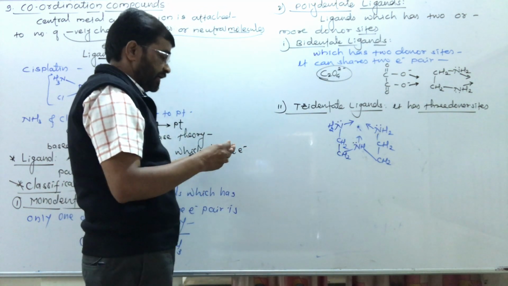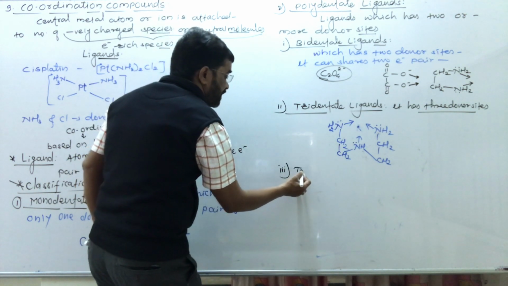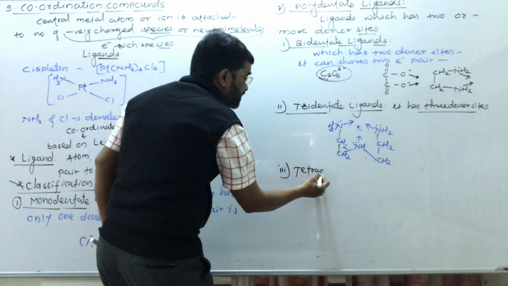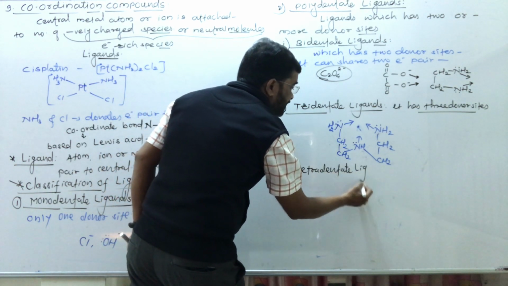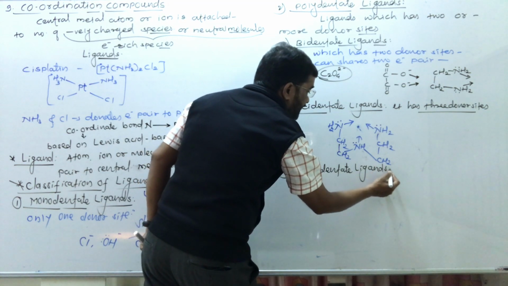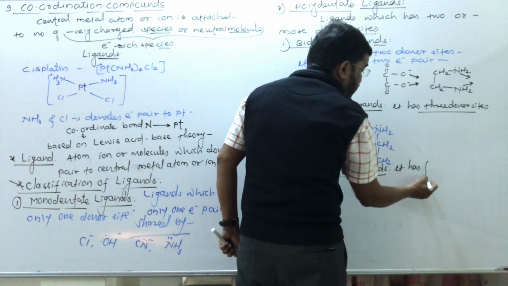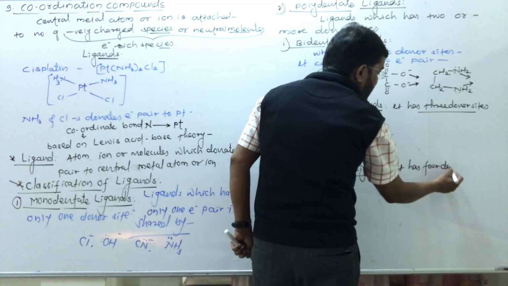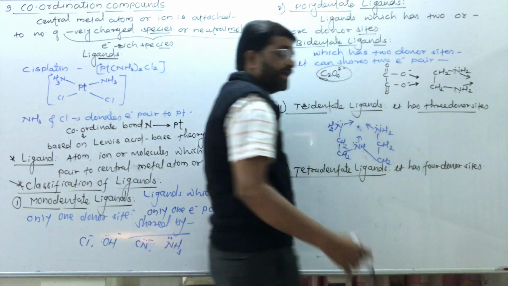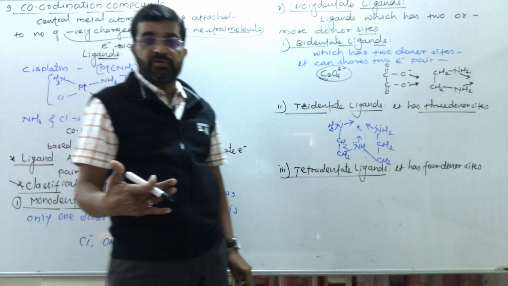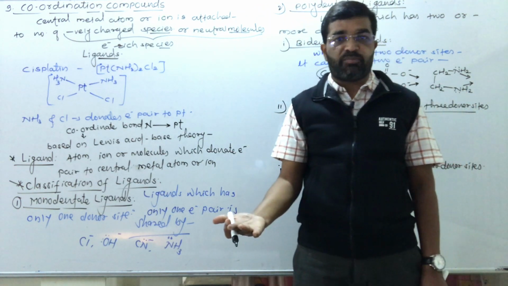Then see, the next type is tetradentate ligands. Tetradentate ligands are ligands which have four donor sites. It has four donor sites, or it can share four lone pairs of electrons with the central metal atom or ion.